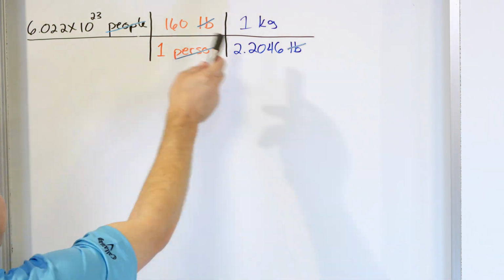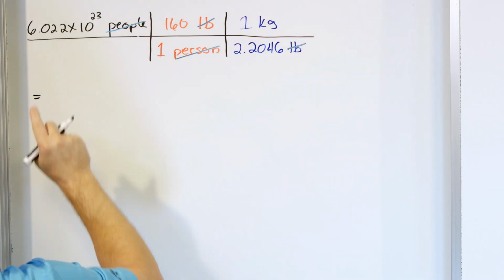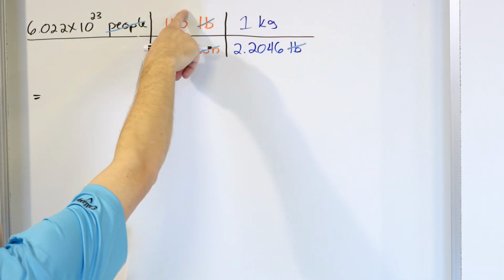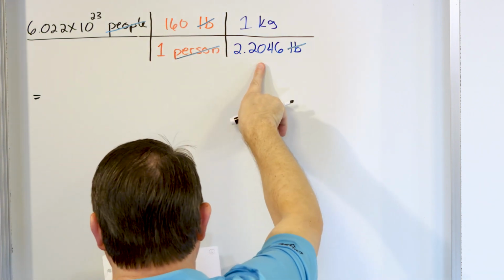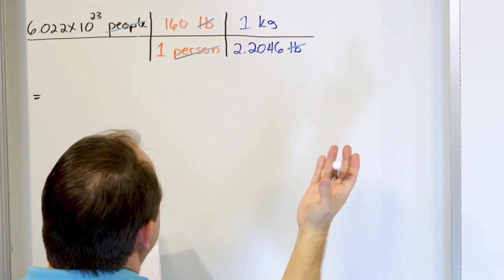All right, and it was a multiple step process. So what you do is you say, what is 6.022 times 10 to the 23rd? You multiply by 160 and you divide by 2.2046. Now really you're multiplying and dividing by 1, but that doesn't do anything.